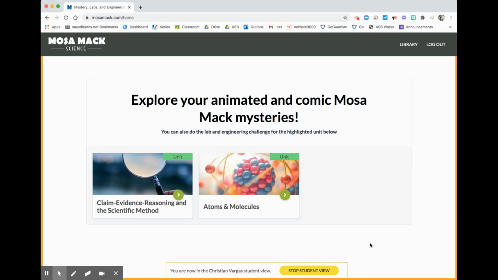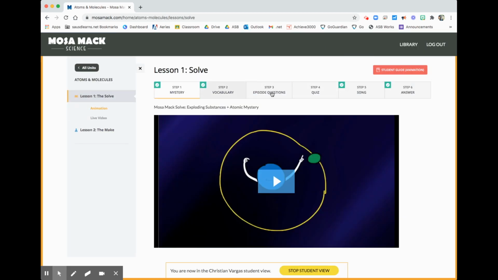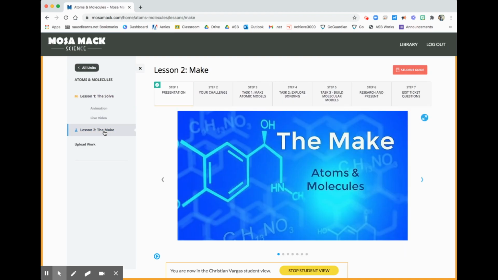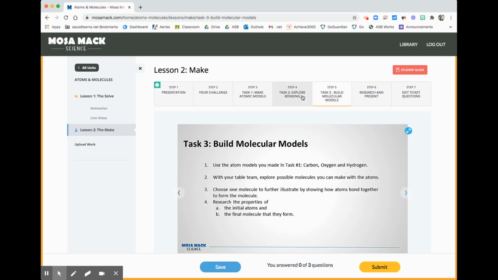And today we are going to continue working in the atoms and molecules unit. So click that arrow. We are completely done with the animation, completely done with the live video. So now we're going to continue working our way through lesson 2, the make. We are going to work through step 4 and step 5 today.